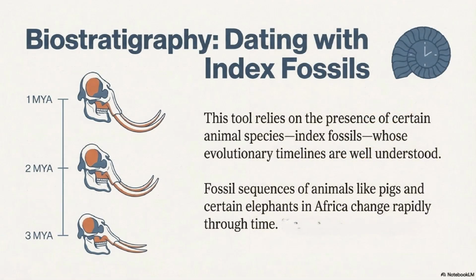Another tool in relative dating is biostratigraphy, which relies on the presence of certain animal species, often called index fossils, whose evolutionary timelines are well understood. Think about pigs and certain types of elephants in Africa. Their fossil sequences change rapidly through time, so if you find these remains alongside a hominin fossil, you can narrow down its age by association.